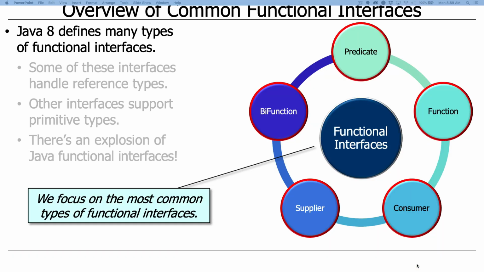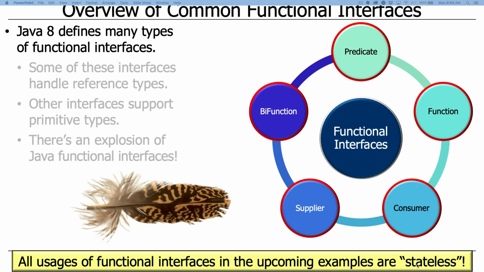So we're going to focus on the 5 most common types of functional interfaces: predicates, functions, bifunctions, suppliers, and consumers. There are gobs more of them, but these are the ones you're most likely to see when you start using the more advanced mechanisms in Java, things like the Java Streams package.